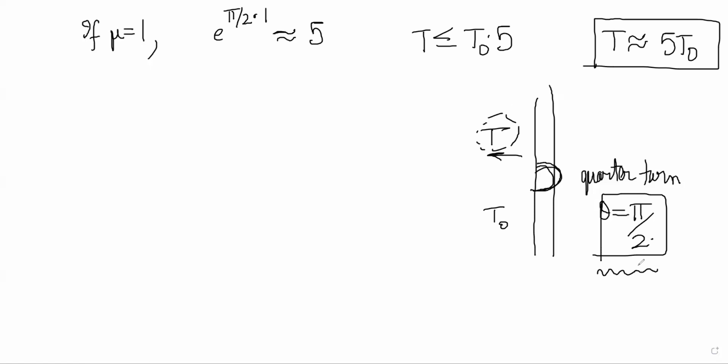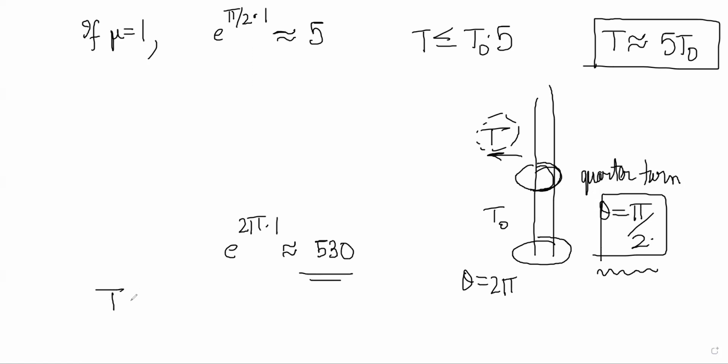Now, if you think about it, if you do one full circle, basically the angle theta is 2 pi, then e power 2 pi times mu, which is 1, is almost equal to 530. And basically, you can say that the tension on the other side would be almost less than or equal to 530 times the tension at one side. So technically, just a couple of turns and you will be able to create an unbelievable force by wrapping a rope around a pole and making sure that the rope does not slip. So that was this particular problem.